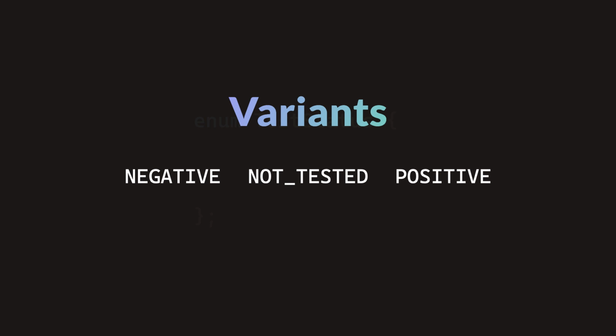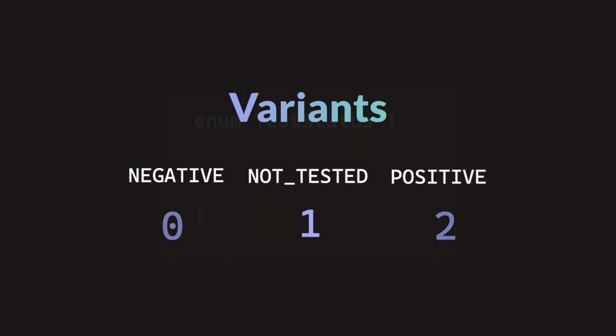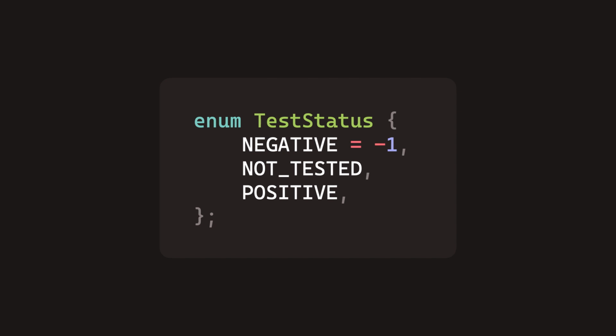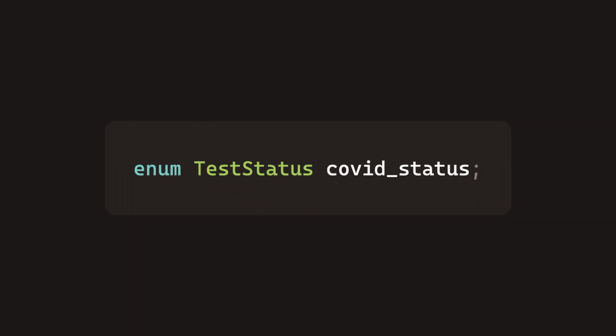So, negative will be 0, not tested will be 1, and positive will be 2. We can also explicitly assign a number to a variant, like -1 to negative, which will automatically give 0 to not tested, and 1 to positive. We can declare covid status to be of this type, like so.